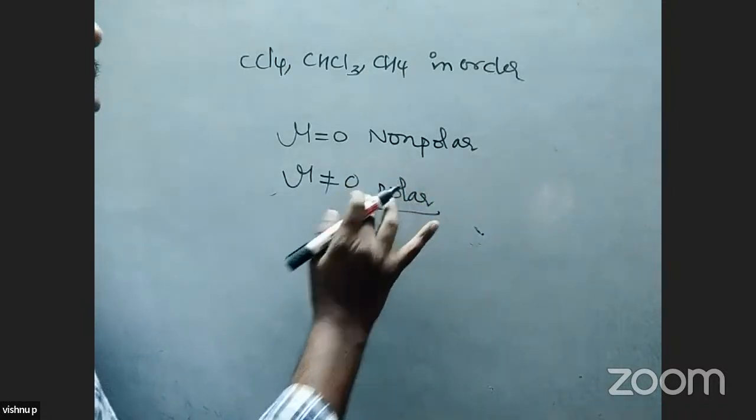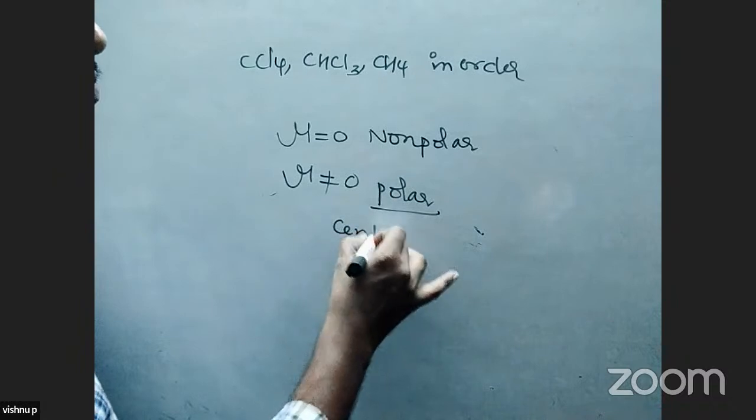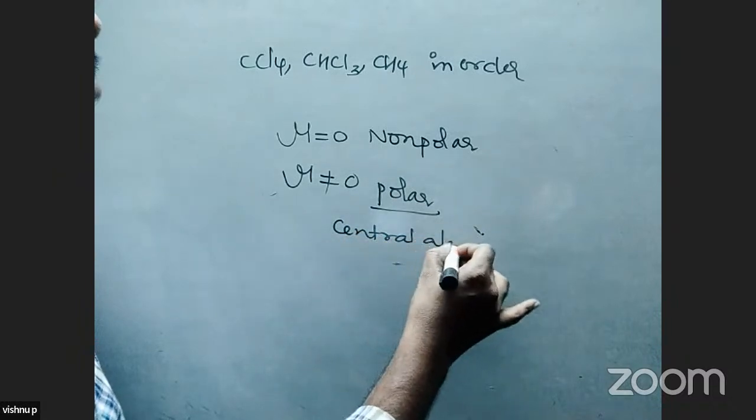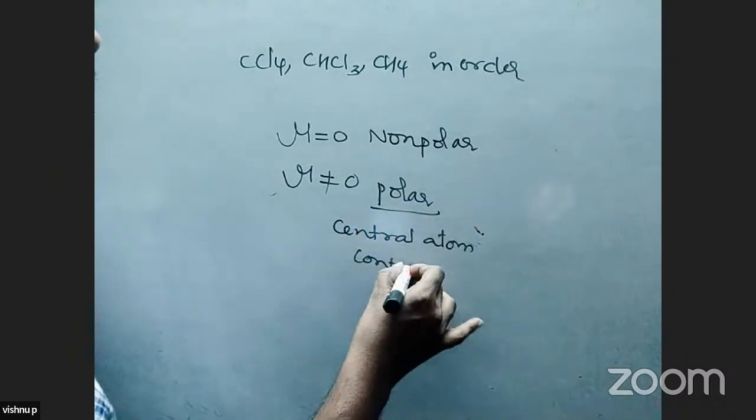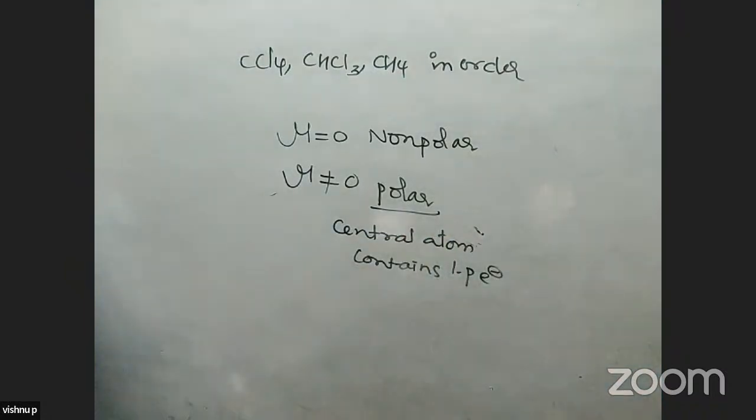What is the condition for polar? If the central atom contains lone pair electrons, that is always polar.